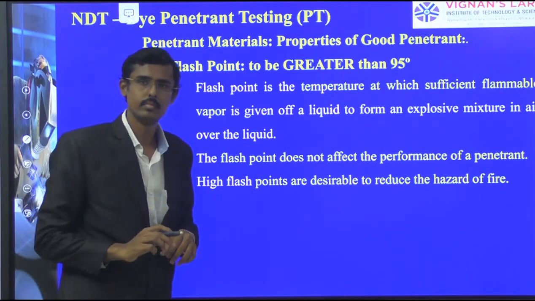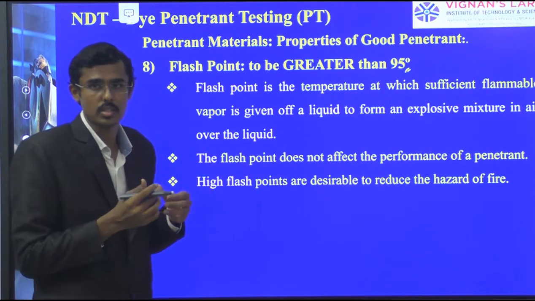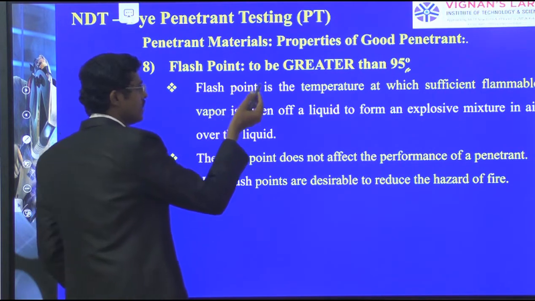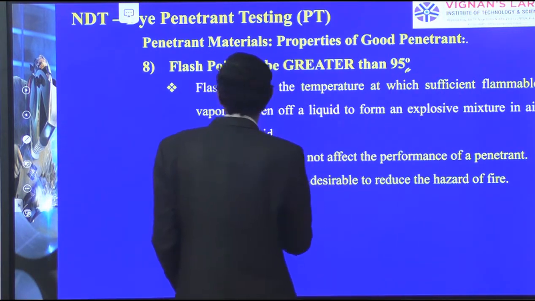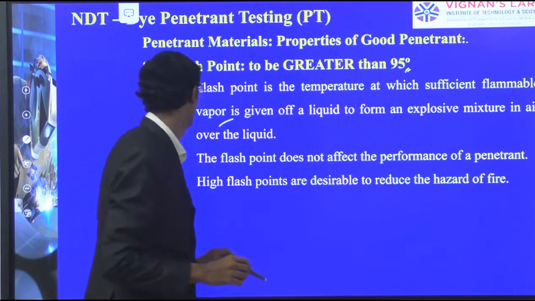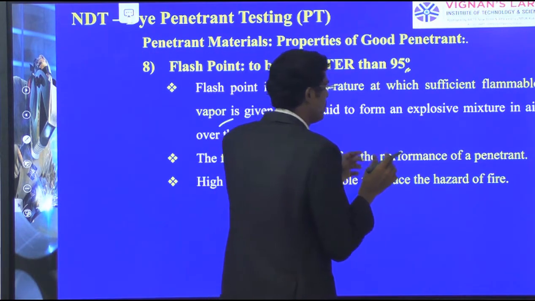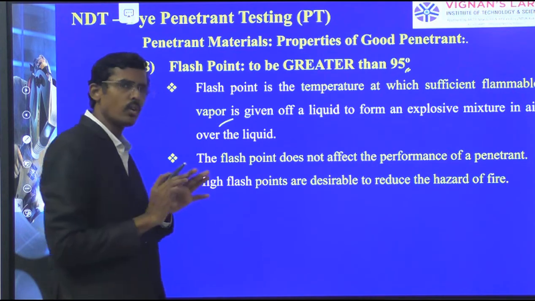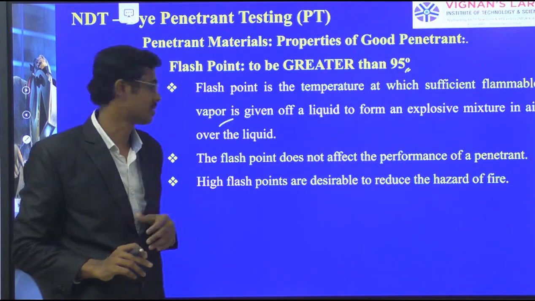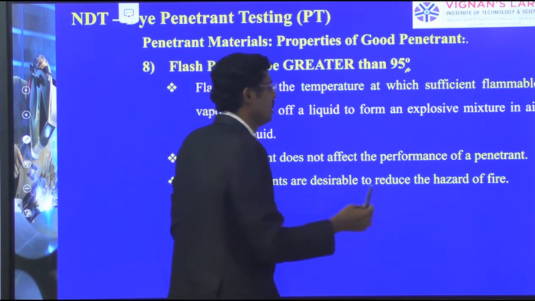Flash point. We already discussed this should be greater than 95 degrees, because it should sustain hotter conditions. No accident should happen, and it should not flame. Flash point is the temperature at which a sufficient amount of flammable vapor is given off by a liquid to form an explosive mixture in air over the liquid. The flash point does not affect the performance of a penetrant, but it does affect flammable conditions. High flash points are desirable to reduce the hazard of fire.